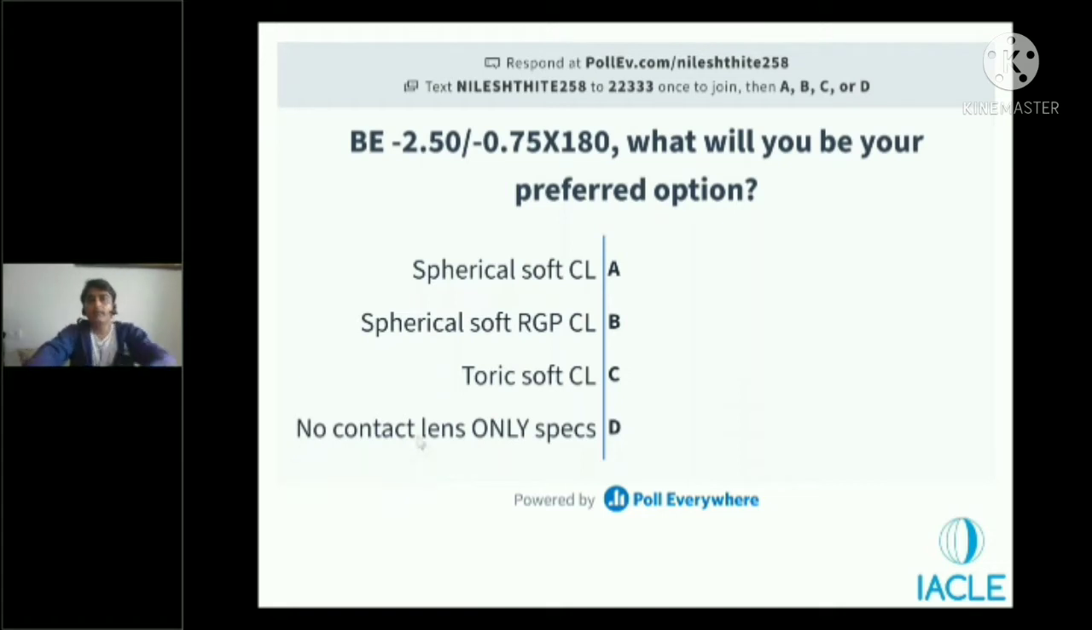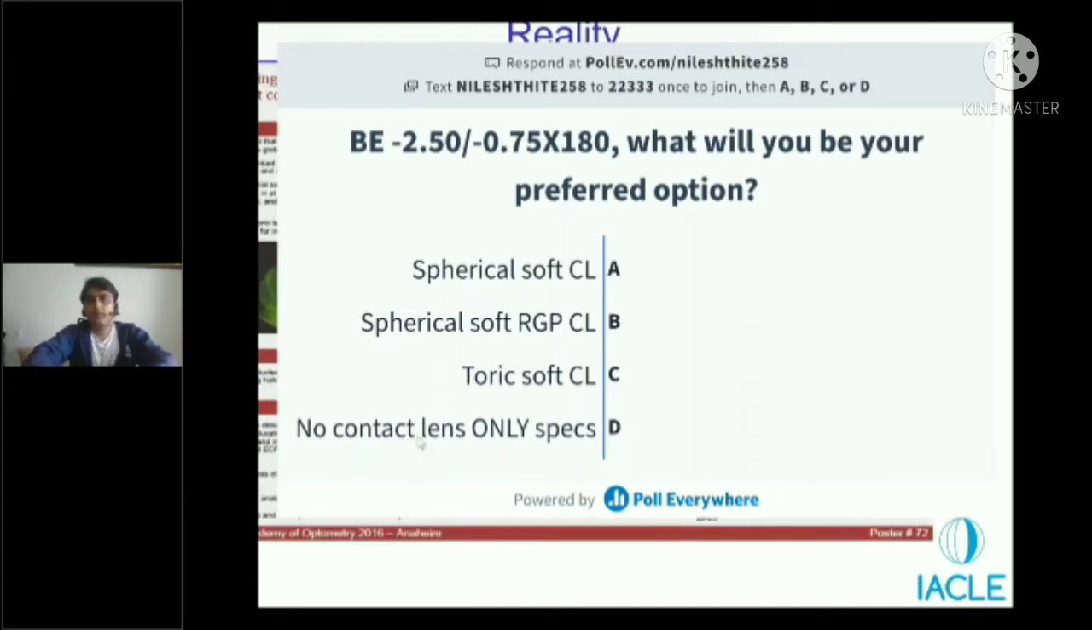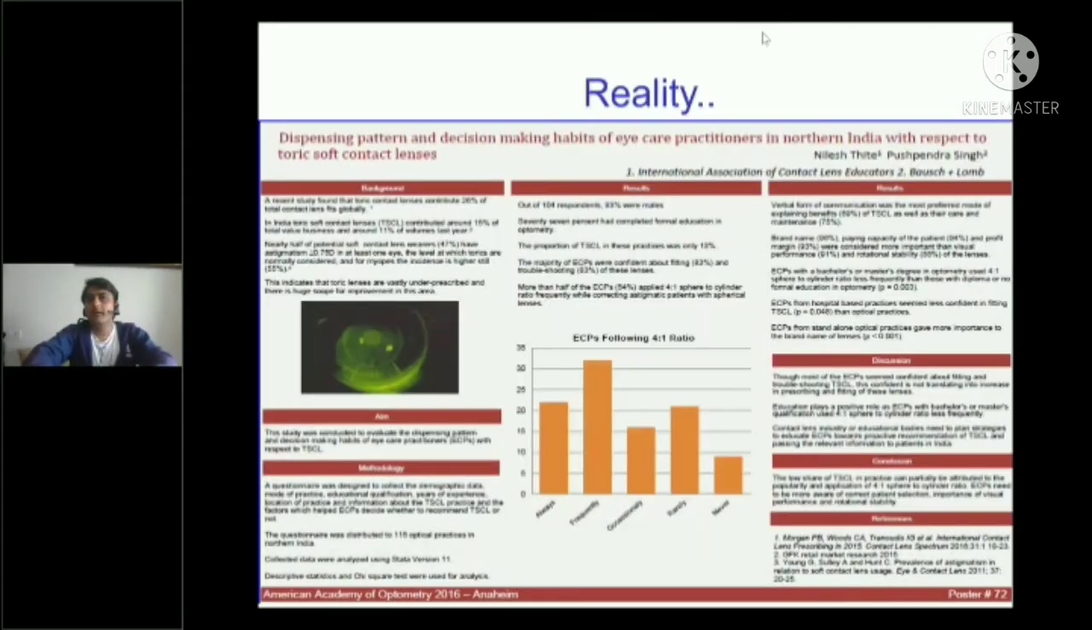Let's look at some of the information that we've had from a study. We did a study a few years ago about what makes you prescribe toric lenses, and if at all you prescribe, why would you prescribe and why would you not prescribe? So we have a few understandings here.